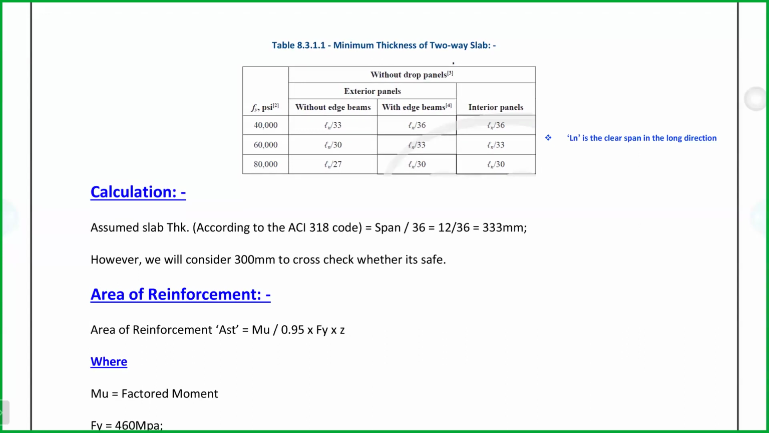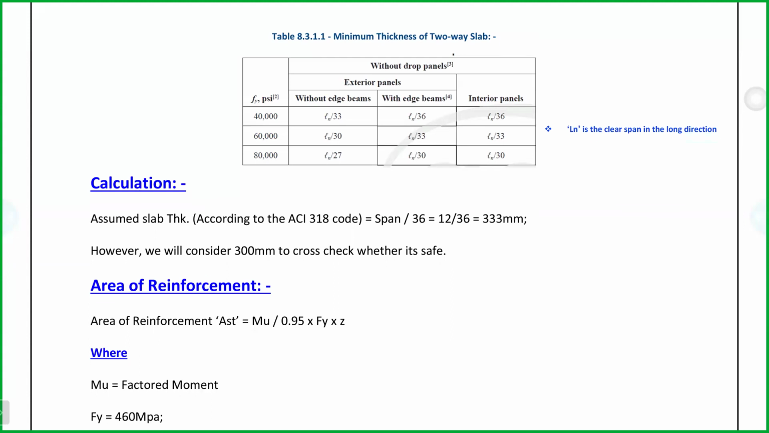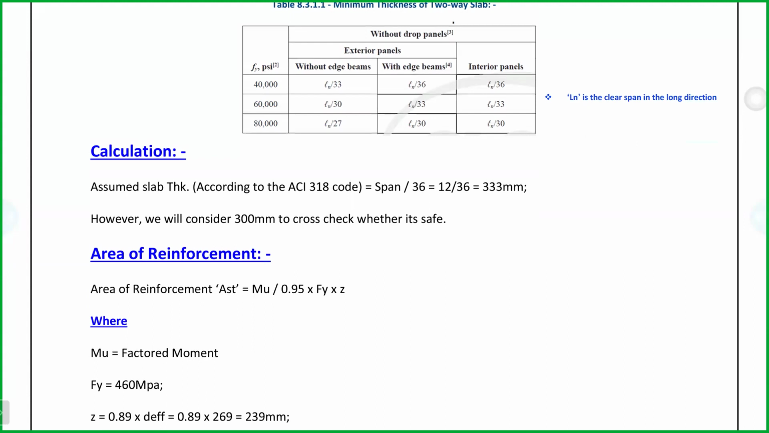When you go for without edge beam, with edge beam, interior panel, there are three kinds of things. So without edge beam, actually, we are talking about the edge panel, the one which you're talking about, the similar panel. So that is span by 33, span by 30, span by 37, span by 36, span by 33, span by 30. This is related to with edge beam or without edge beam. So ours is actually with edge beam, which is span by 36. So the slab thickness has been assumed as span by 36, where the span is 12 meter.